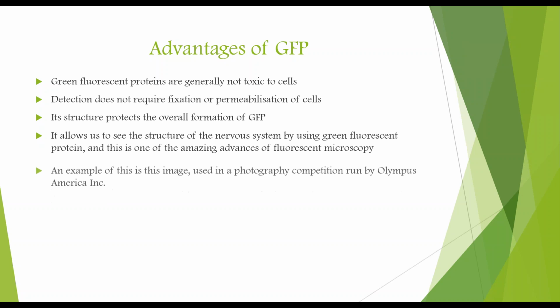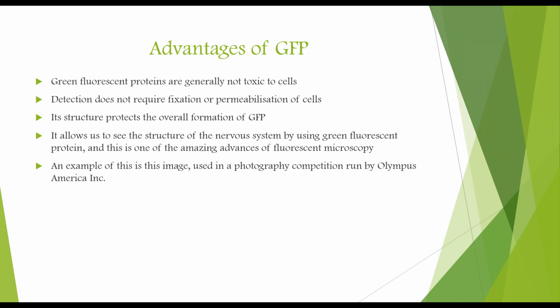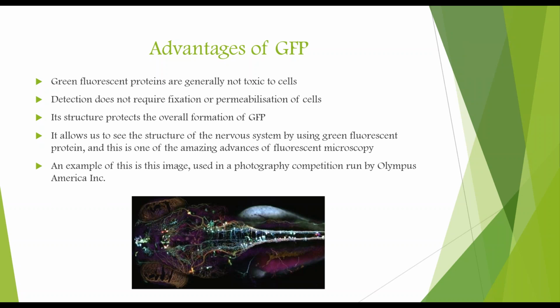An example of this image, which was used in a photography competition run by Olympus America Incorporated, depicts the brainbow of a zebrafish after enabling 3 or 4 GFPs to be produced and act as tags for different proteins throughout the fish's brain and nervous system. And as you can see, it gives us a greater view of the actual nervous system and how it's made up.